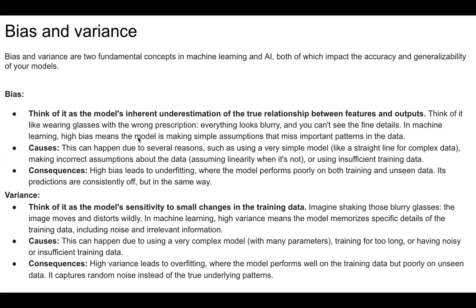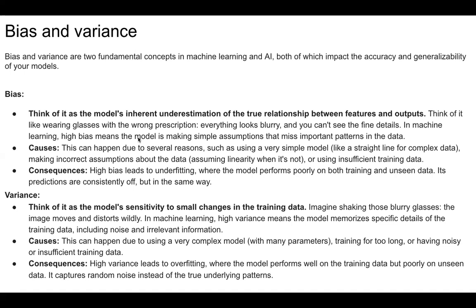High bias means the model is making simple assumptions that miss important patterns in the data. Which means you are not giving it the appropriate data which will help the model identify the relationship. It can happen because you're using a very simple model. Like you're giving it just one feature and asking it to predict the predictor. So the model has only one feature to base on. So what happens? High bias leads to underfitting, wherein the model performs poorly on both training and unseen data. Okay.